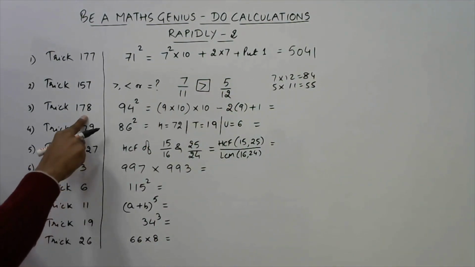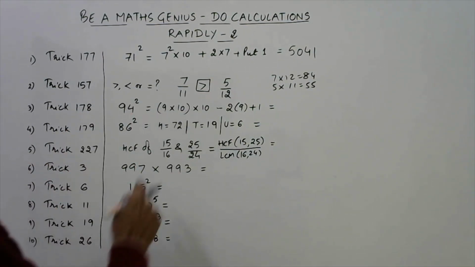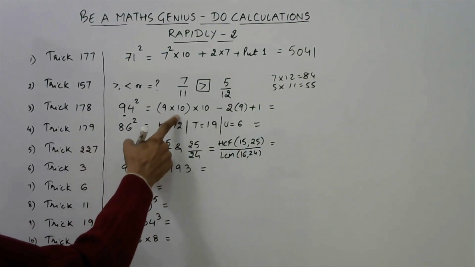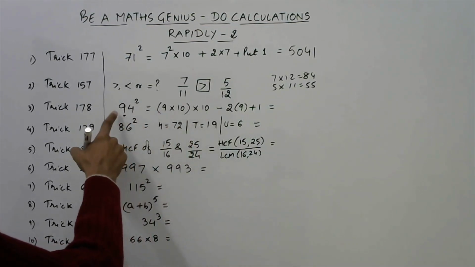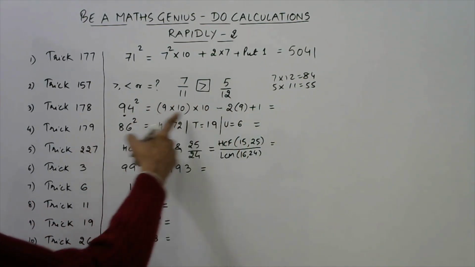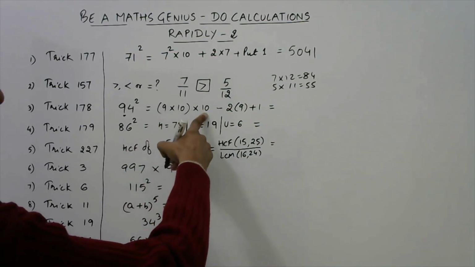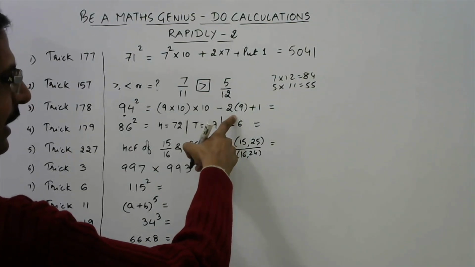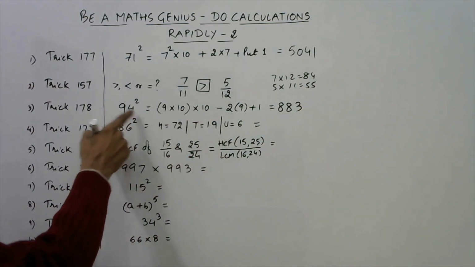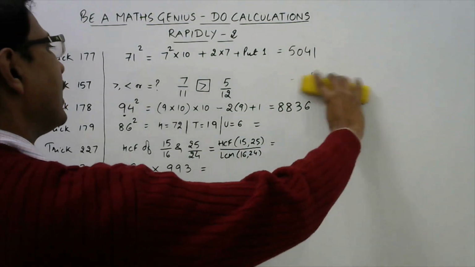Similarly, trick 178 deals with the squaring of numbers ending with 4. How do you do this? 9 into 10 means this number multiplied by its consecutive number and then multiplied by 10 because it is in the tens place, minus double of the tens place and add 1. So what number do you get by doing this? 9 into 10 is 90, into 10 is 900. 900 minus 18 is 882, plus 1, 883. And what do you do next? 4 square is 16. So just put 6 to the right of the result. You will get the square of that number.